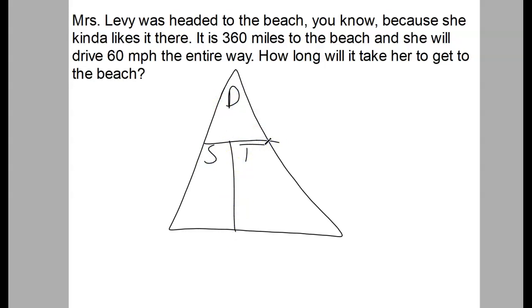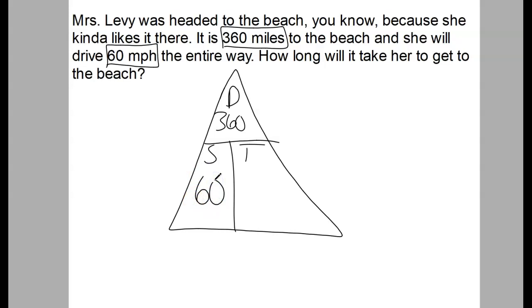Distance here, speed and time here. Miss Levy's headed to the beach. It's her favorite place. It is 360 miles. Ava J, where does that go? Distance, speed, or time? 360 miles. It is a distance. She will drive 60 miles per hour. Now, that is a speed.